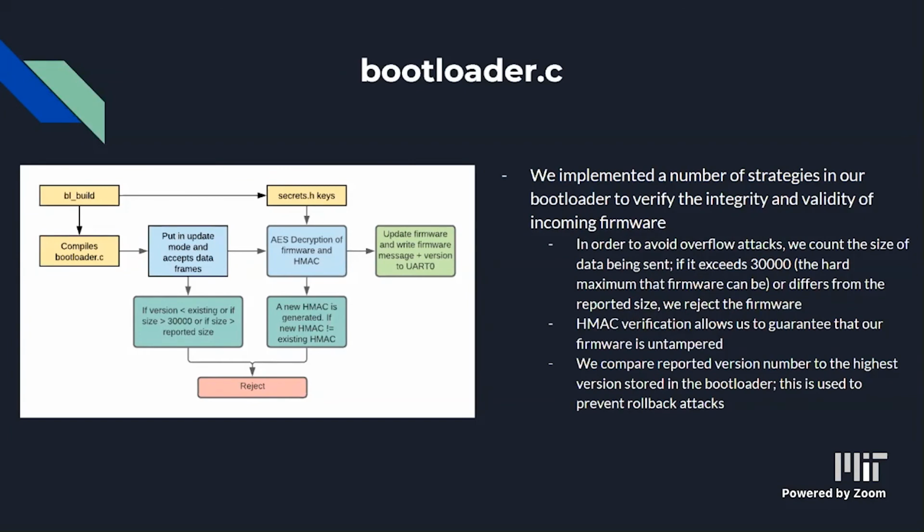So we implemented a few strategies to make sure that there would be integrity and that we can check the validity of the incoming firmware. So the first thing we did is, in order to avoid overflow attacks, we counted how large the size of the data was going to be. So if it exceeded 30,000, then we would simply reject it. If the HMAC in the file was different from what we actually calculated in the bootloader, then we would reject it again, and that would make sure that the data was untampered. And we also compared the version number to the version number that we stored in the bootloader to make sure that rollback attacks cannot be implemented.